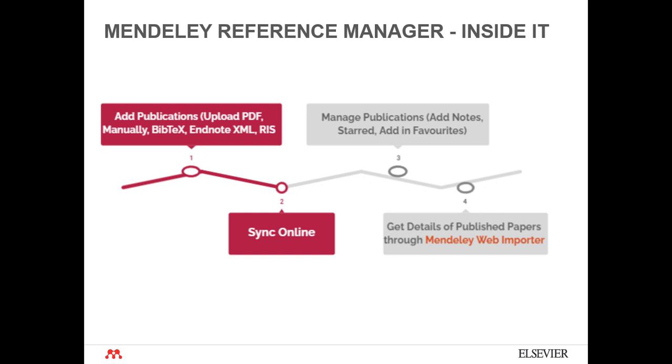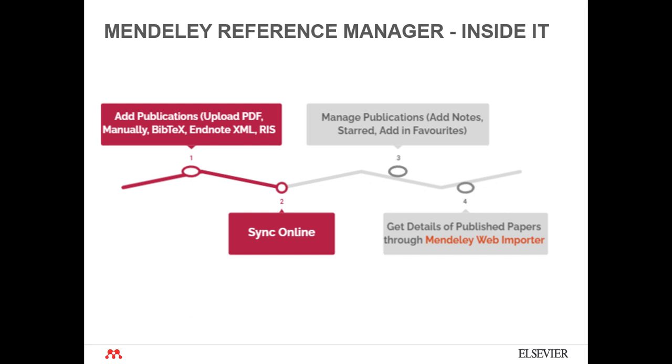If we look inside the Mendeley Reference Manager, you will be able to add your publications through different modes. You can upload PDFs, you can manually add your publication, you can use various formats like BibTeX, EndNote XML, RIS, and also there is the one library we have discussed, where you can put everything, and that also has a syncing feature. You can sync online so that whatsoever you have added in your standalone Mendeley tool can be synced with the online library, the online account that you have created on mendeley.com.